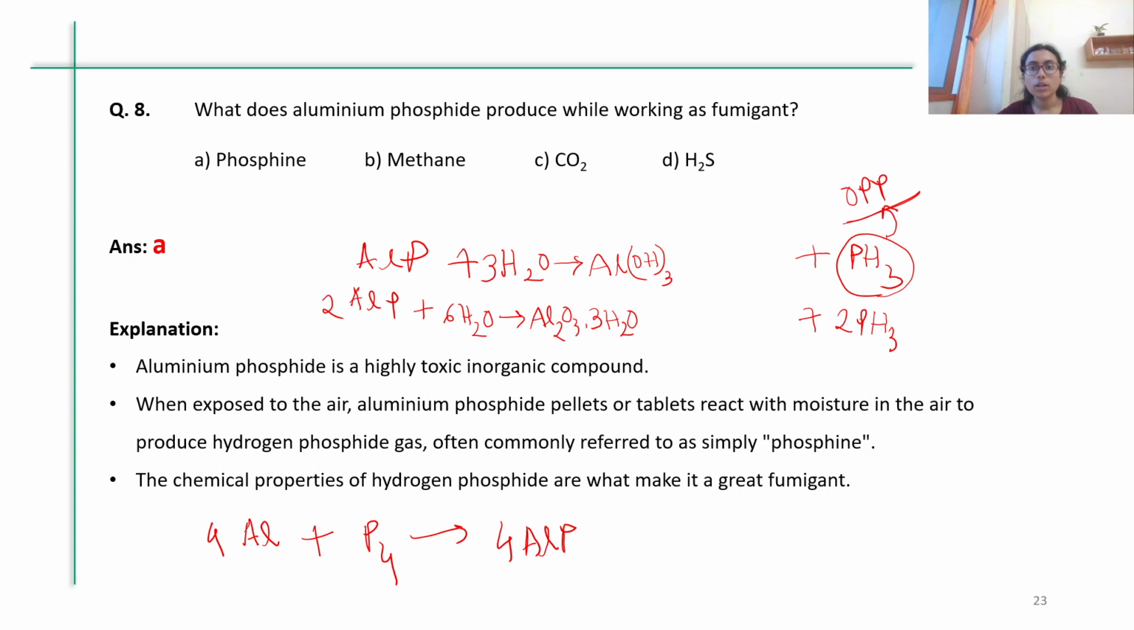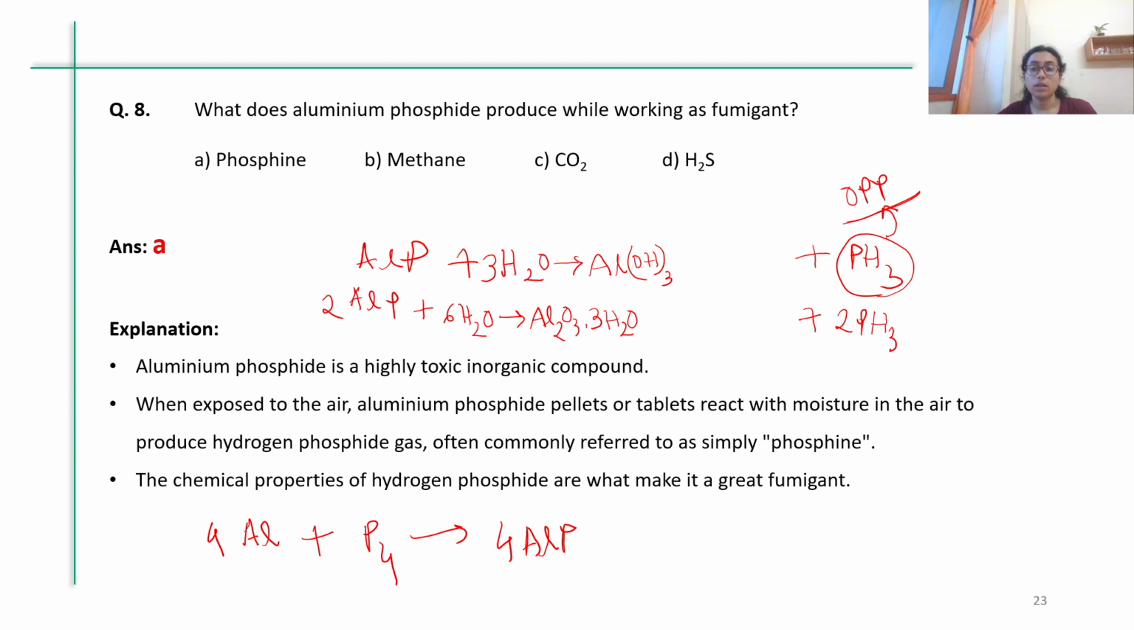So this acetylcholine is the neurotransmitter. Now, if there is an excess accumulation of acetylcholine, it will disrupt the normal neurological function in the body. Okay, so the nervous system will fail. So that is the basic mechanism of how this phosphine gas acts as a disinfectant if it is applied to infections like bacteria or some fungus.